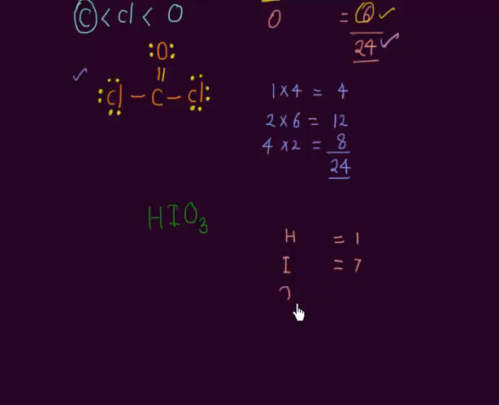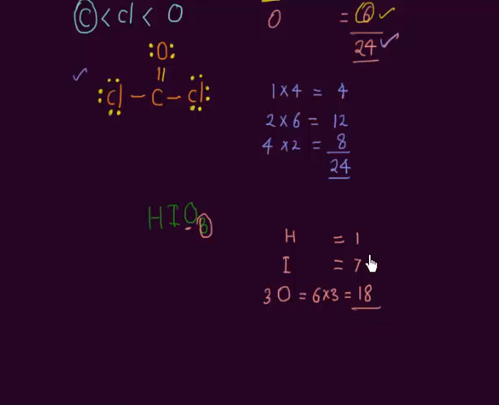Next atom is oxygen. Oxygen is present in the 6th group. Obviously it has 6 valence electrons. Well, there are 3 oxygen atoms present in this compound. That is why we multiply by 3, and 6 times 3 is 18. Now 3 oxygen atoms have 18 valence electrons.